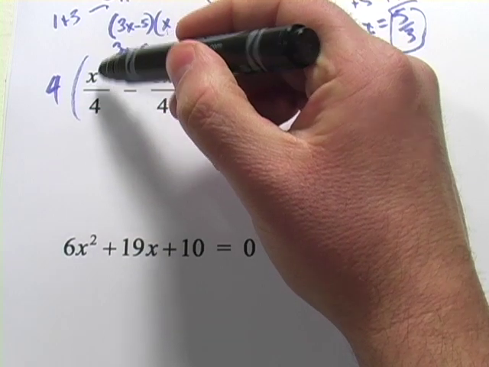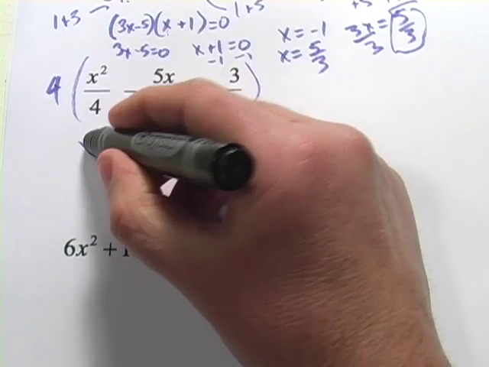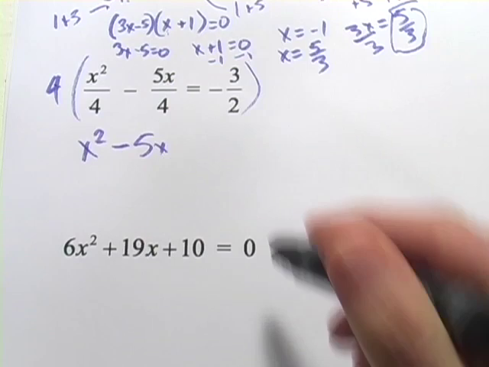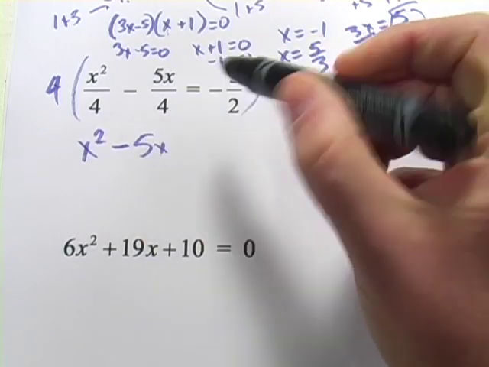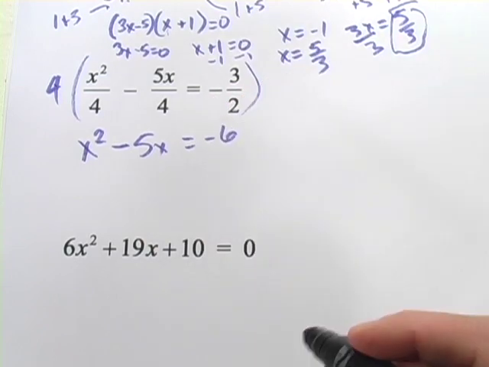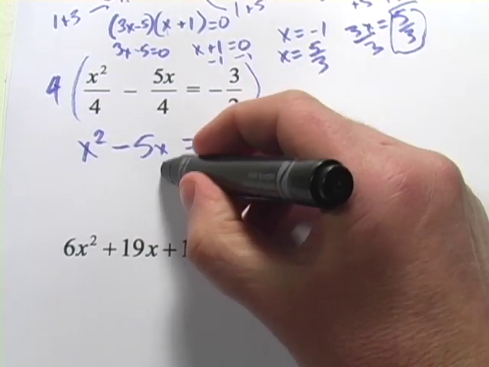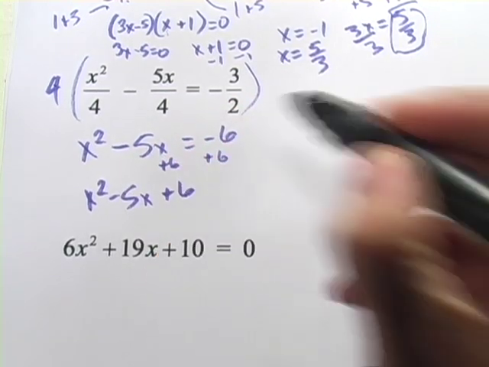If I multiply x squared over 4 times 4, those just cancel out. So that's x squared. And then same thing here, so I could just get -5x. And here, 4 times 3 would be 12 over 2. That's going to end up being a -6. Now I need to set this quadratic to 0, so I'll add 6 to both sides, and I get x squared minus 5x plus 6.